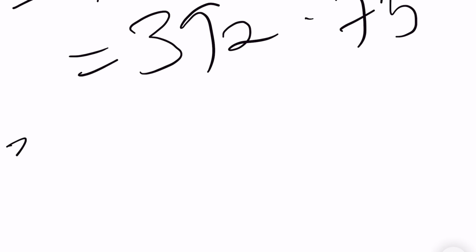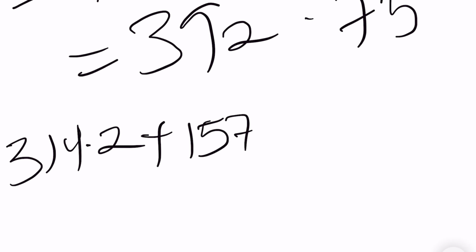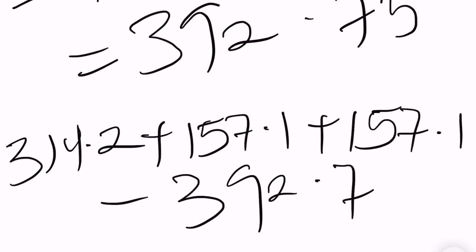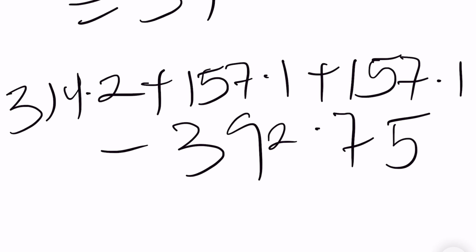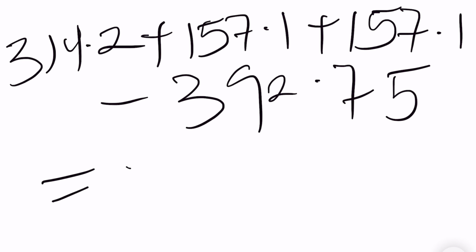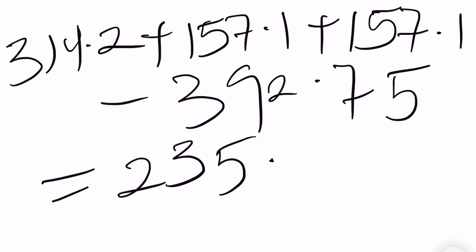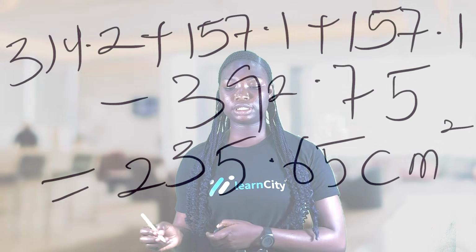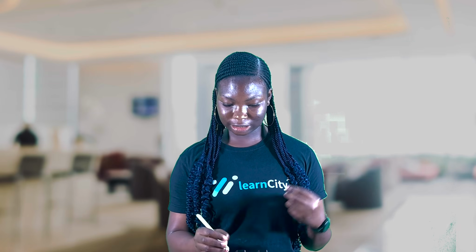So we have the first one, which is 314.2 plus 157.1 plus 157.1 minus 392.75. And using our calculator, we have it to be 235.65 centimeter squared. So with this, we've been able to find the total surface area of a hollow cylindrical pipe.